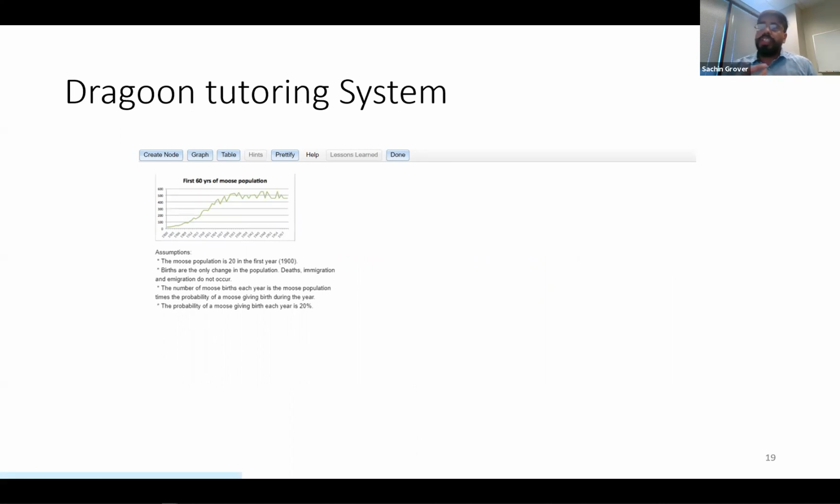These dynamic models are basically, if I have to give you an example, if a student is trying to model how a population changes, this is sort of the problem. This is the problem being shown on the screen, where there is a population and some change happens every year. How would it grow over the years? In this case, it is trying to model the moose population, which is 20 at the beginning of 1900. Then every year, there are only births, and each moose has a 20% chance of giving birth.